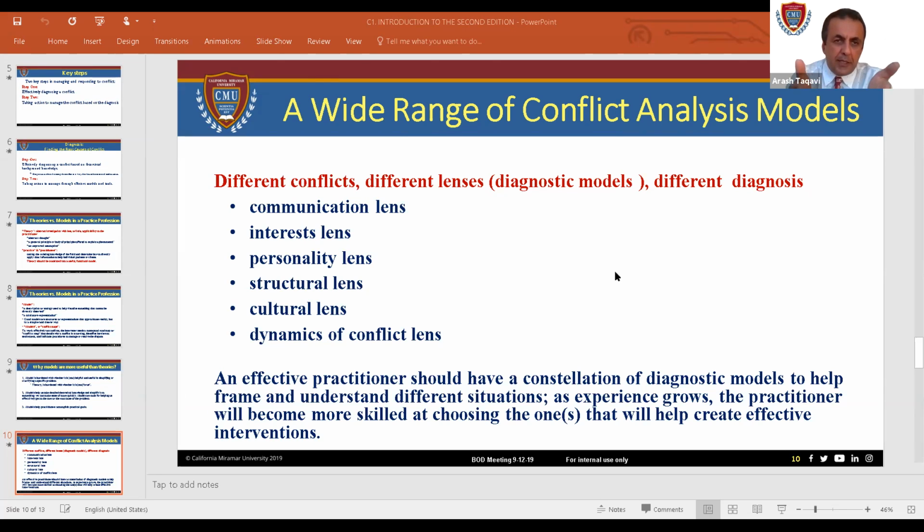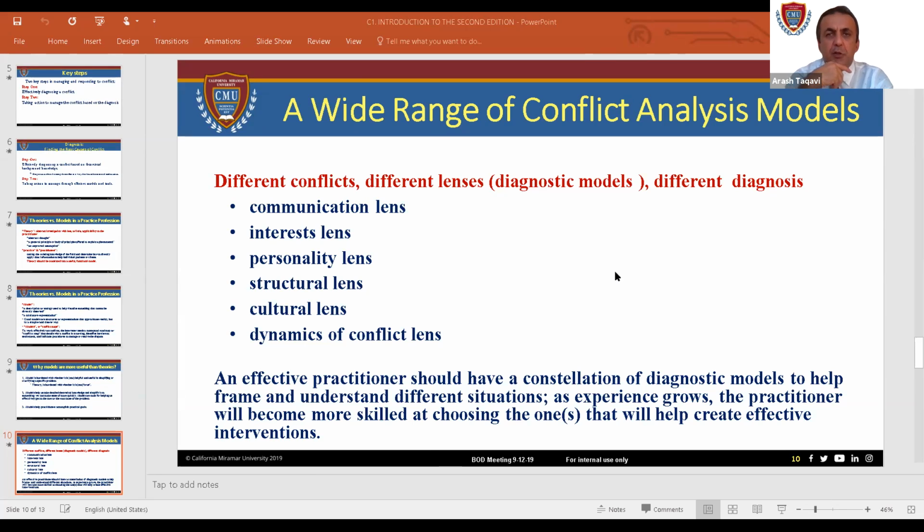For example, these are the different lenses. We can look at our problems through these lenses. One, communication lens. Is this about our communication problems? Can we consider the communication elements in this conflict? For example, interpersonal problems. Many interpersonal conflicts are communicational problems. So if you want to resolve those conflicts, the lens you should use is the communication lens or communication diagnostic model.